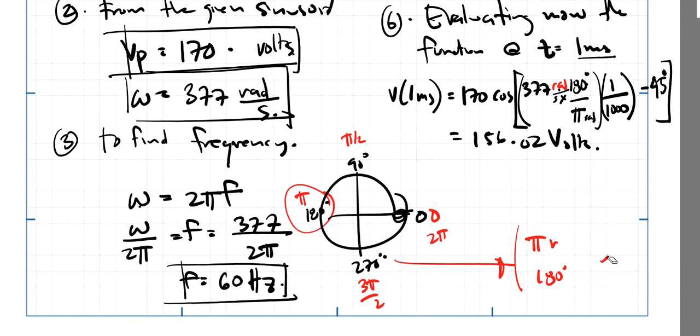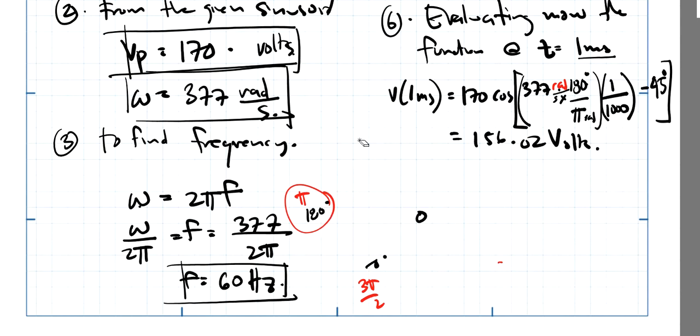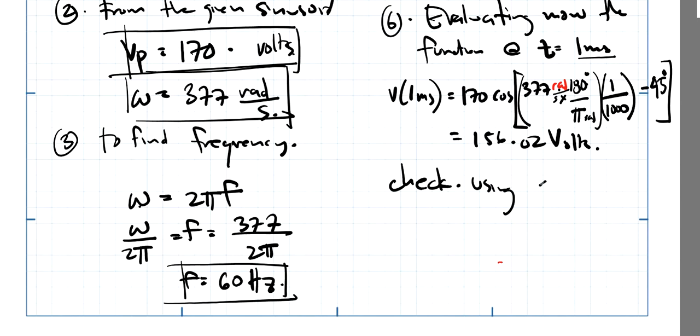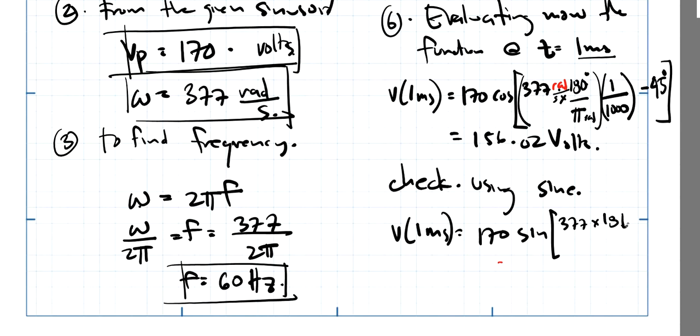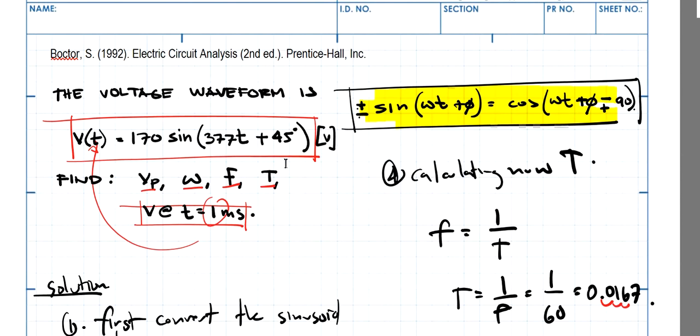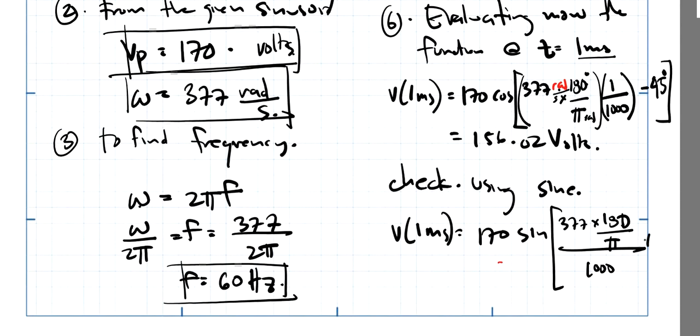Okay, so let me erase this. Then the next one is, let's check what if we use the sine function. So V evaluated at 1 millisecond is equal to 170 sine of the same values here, 377 times 180 divided by pi divided by 1000. Instead of negative, we will be using positive. So let's check if we have the same value.